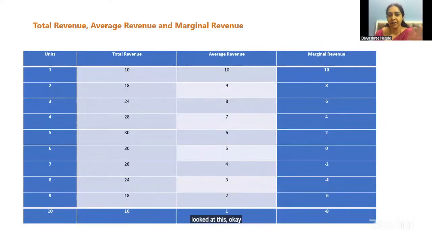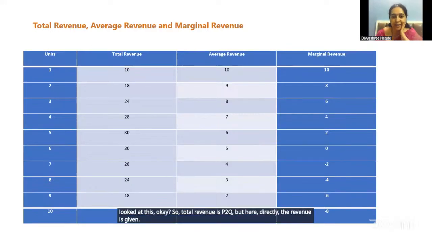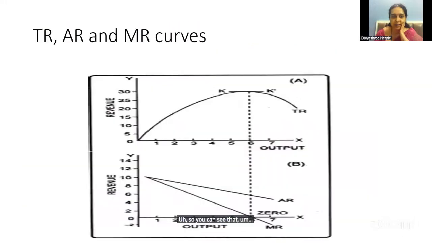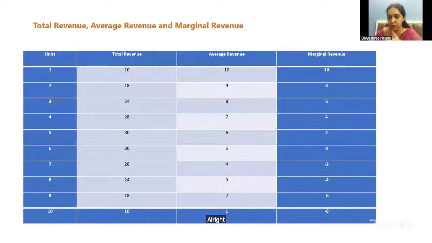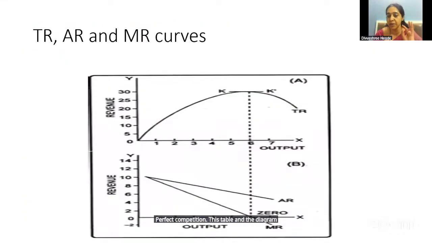Total revenue is P into Q, but here the revenue is directly given. You can see that total revenue is upward sloping and then it falls down, whereas average revenue and marginal revenue are downward sloping, and marginal revenue can go negative, right? This is for imperfect competition, not for perfect competition. This table and the diagram are about imperfect competition. Are you able to understand? Monopolistic competition will have this kind of a curve.